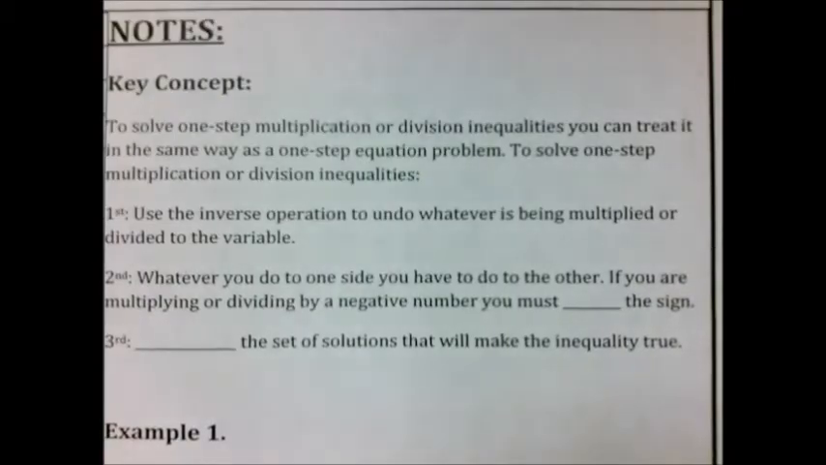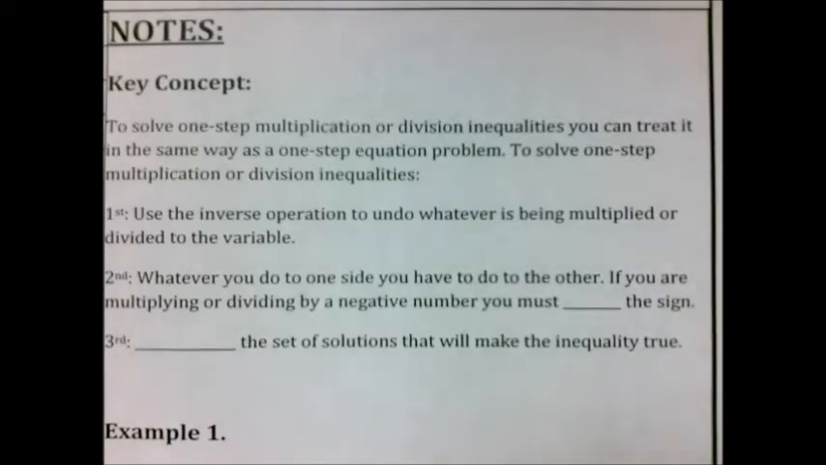So the key concept here, in order to solve one-step multiplication or division inequalities, you can treat it the same way as you did a one-step multiplication or division equation problem. To solve the one-step multiplication or division inequality, the first thing that we need to do is use the inverse operation to undo whatever is being multiplied or divided to the variable. Okay, so if we have a number and it's being multiplied to the variable, we got to divide it out, and if it's being divided by the variable, then we have to multiply it out.